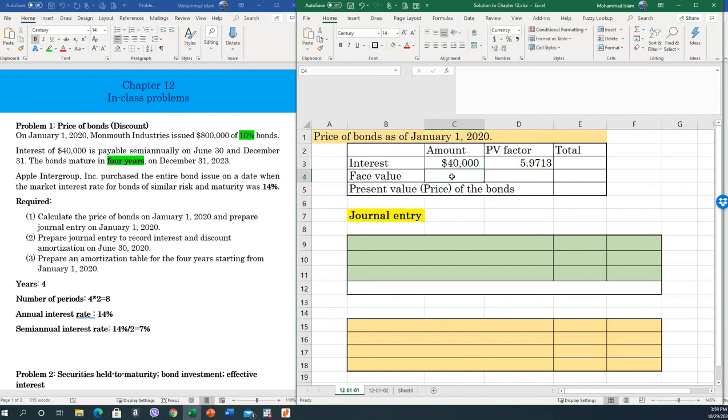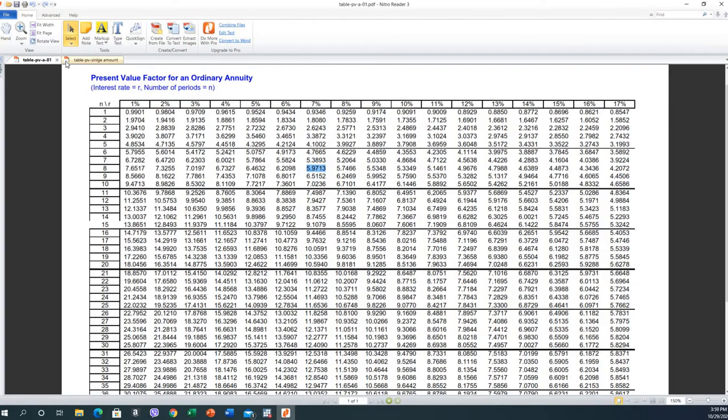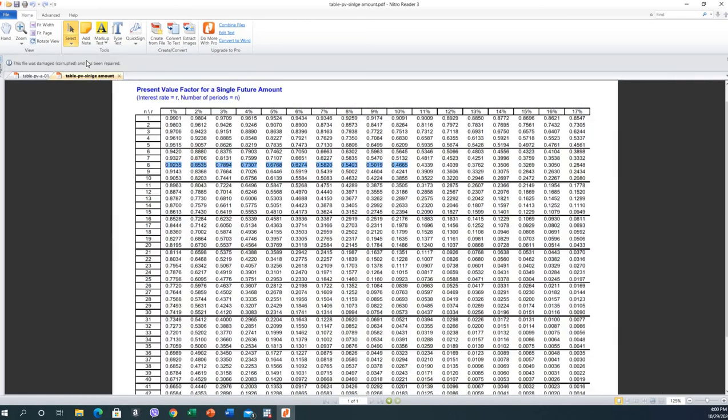Okay, and the face value is given, 800,000. See that this is the face value and this is a one-time payment, a single payment. So that is why we will look for another table, the present value table for a single amount. Now let's go. Find the 7% interest rate and go down until 8, the number of periods 8. So you can see that 0.582.